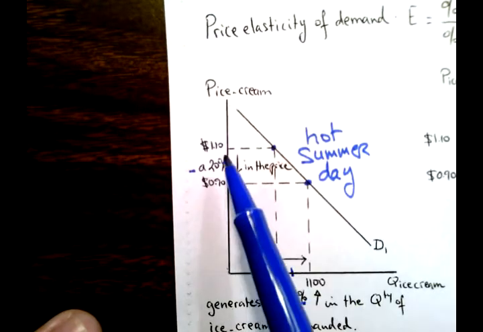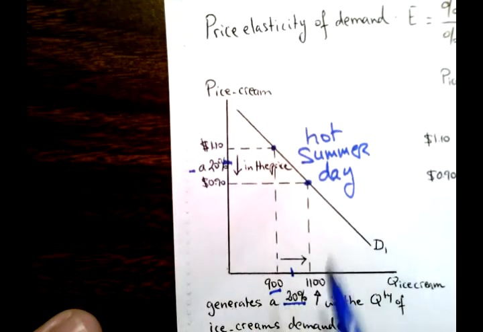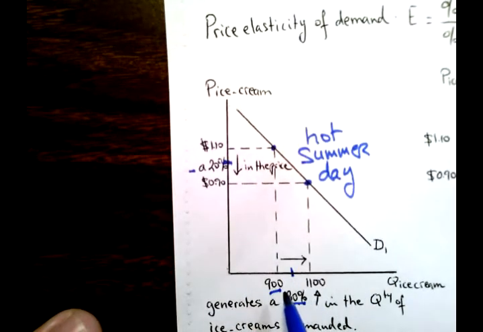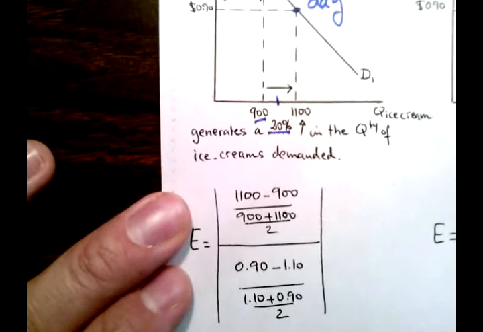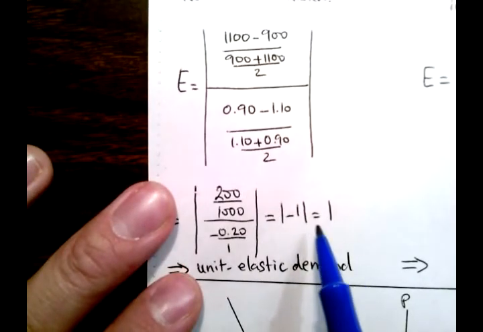If I were to increase the price by 20%, from 90 cents to $1.10, then quantity demanded will drop by 20%. If I were to lower the price by 3%, quantity demanded will increase by 3%. 3 over 3 equals 1. That's why we take the absolute value and we get this elasticity here. Now, second case here, the middle graph.